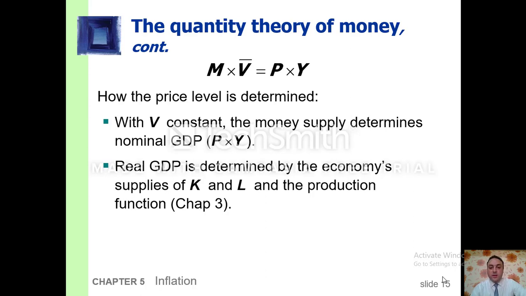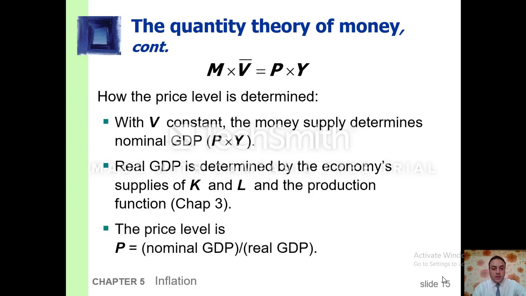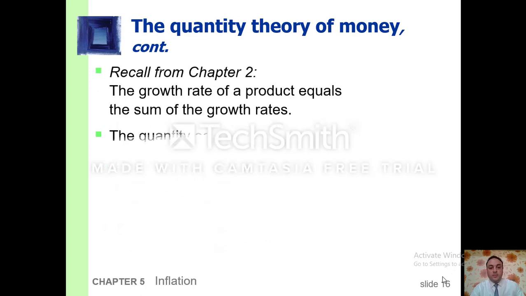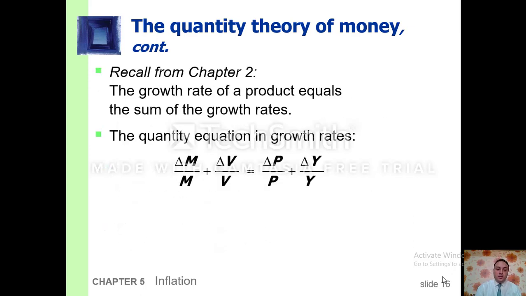And velocity is constant. So now we have M, the money supply, and prices. The price level, in this case, is the nominal GDP divided by the real GDP, as we see in the GDP deflator. So recall from chapter 2, the growth rate of a product equals the sum of the growth rates.